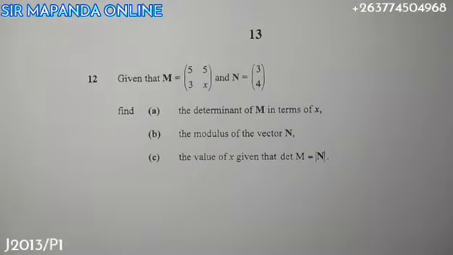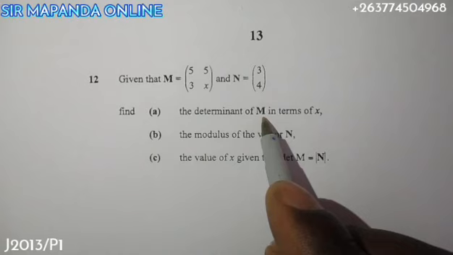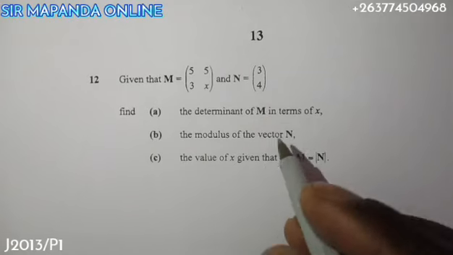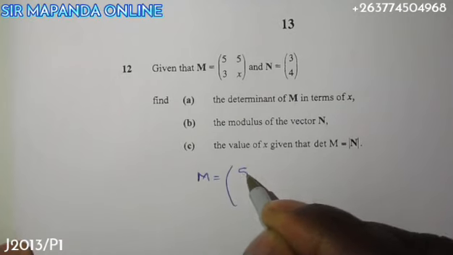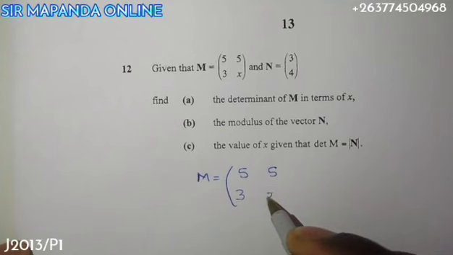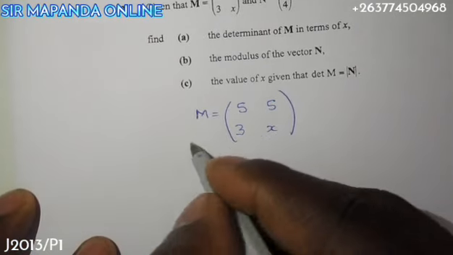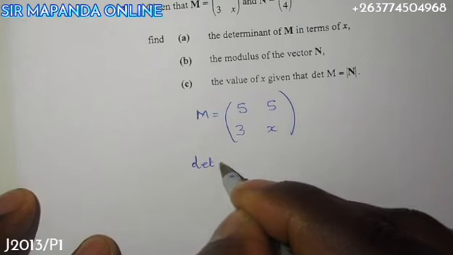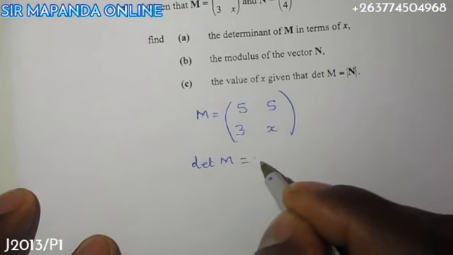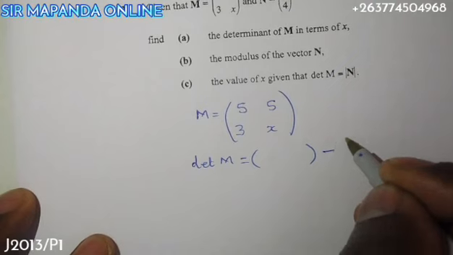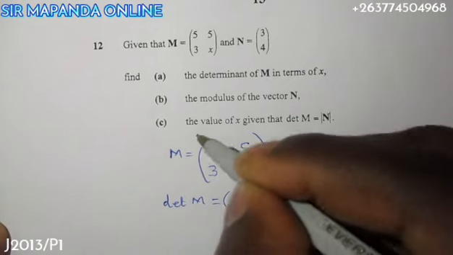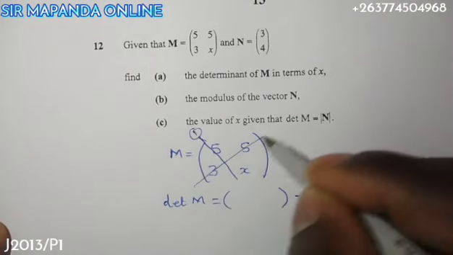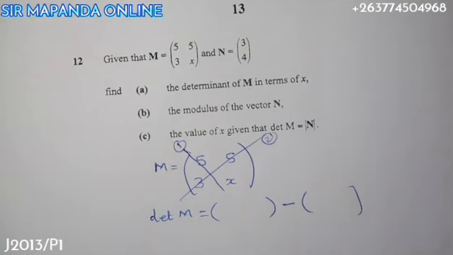Given that M is equal to the matrix with rows 5, 5 and 3, x, and N is equal to the vector 3, 4, find the determinant of M in terms of x. So let me write M first. To find the determinant of M, you are saying bracket minus bracket. This is your first diagonal, and this is your second diagonal, right?